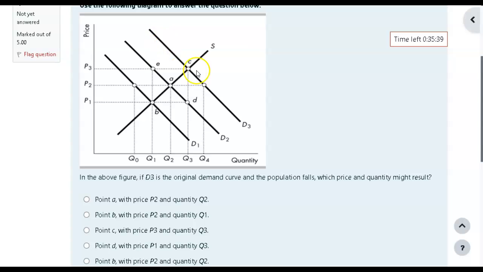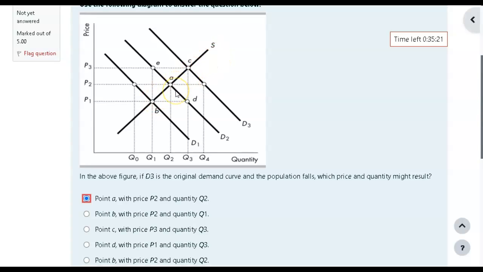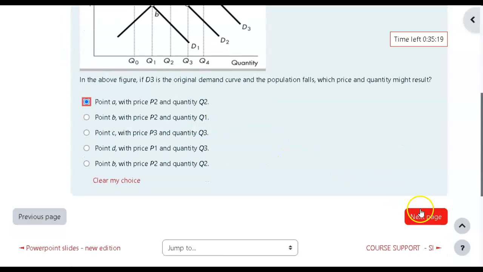But where will this curve be? Will it be C, A, or B? Think about it. It'll be A, right? It'll always shift to the middle. So if it shifts down, it won't go right down first. It'll hit A first, the middle. So it'll be the middle, which is A, the equilibrium.